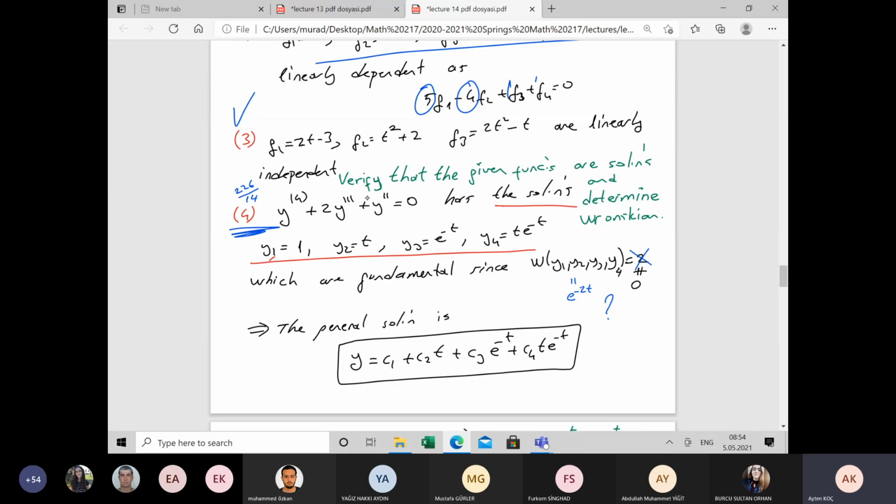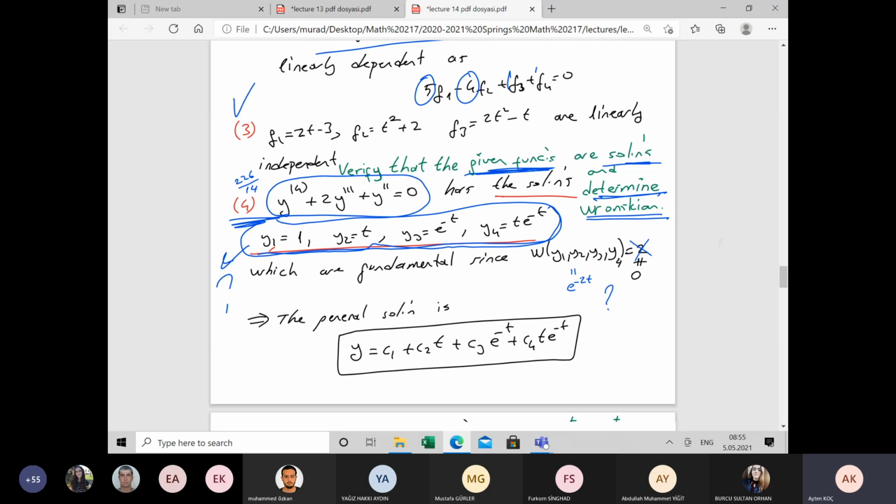The question here: verify that the given functions are solutions of our differential equation and determine the Wronskian determinant. It's okay? Our differential equation is this one, y sub 1 is 1, y sub 2 is t, and the next solutions are e to the minus t and t e to the minus t. We claim that these functions are solutions of the differential equation. The first part is to check whether this is true or not, and then compute the Wronskian.